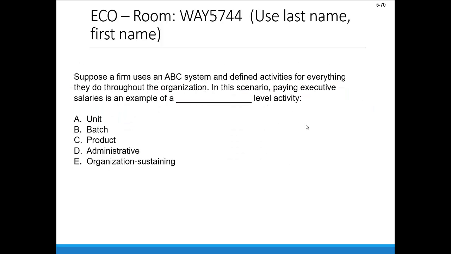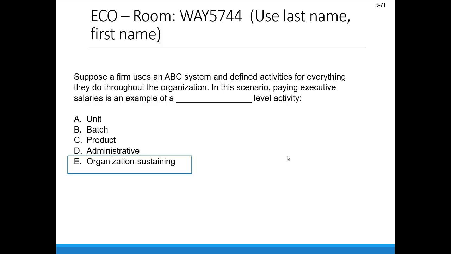Suppose a firm uses an ABC system and defines activities for everything they do throughout the organization. In this scenario, paying executive salaries is an example of a blank level activity. Pause this, think about that, and come back for a solution. The answer there is organization sustaining.